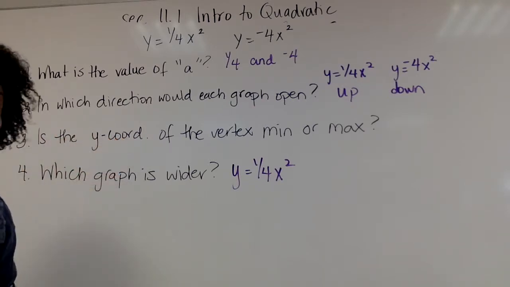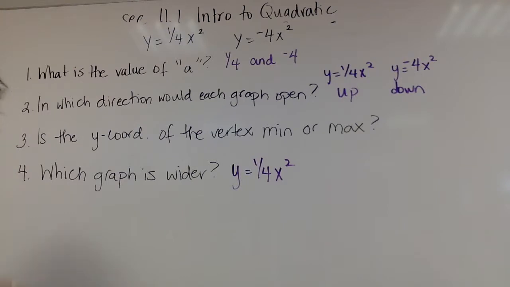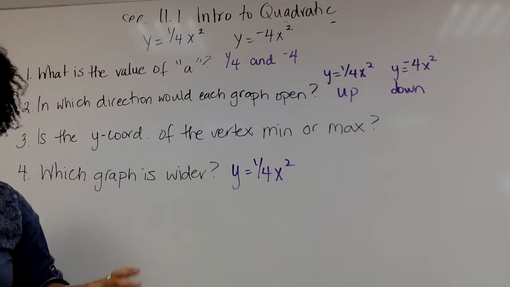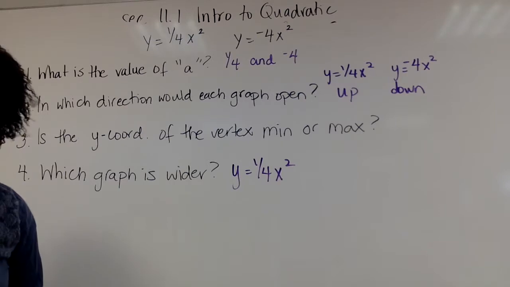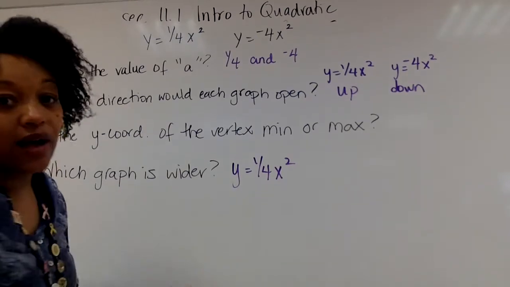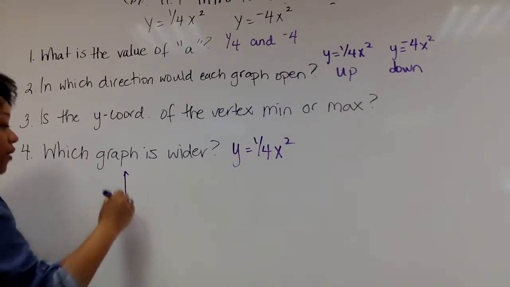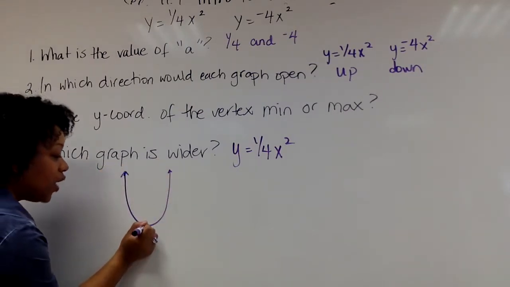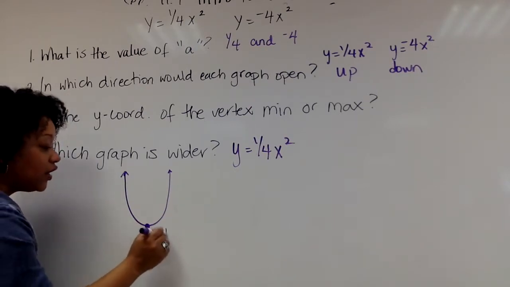Okay, so you should have at least been able to answer three of the questions. Let's go back to question number three. Now this takes you back to the front page where I gave you the definition of a vertex. I told you that the vertex is the highest or lowest point on your parabola. If I gave you a parabola facing up this way, the lowest point would be right here. This is my vertex. This is the lowest point.